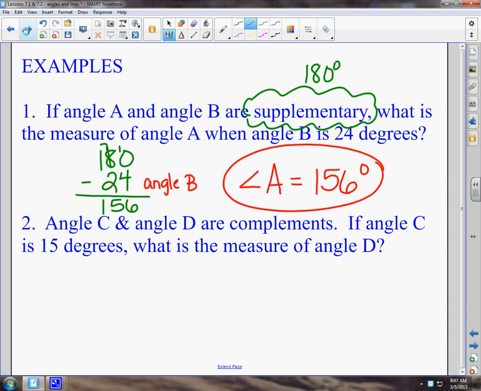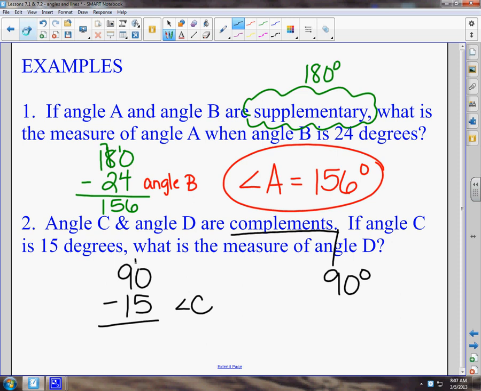Angle C and angle D are complements. Now, remember that complements, it's at the beginning of the alphabet, so that means it is 90 degrees. If angle C is 15, what is D? So I'm going to take my 90 and I'm going to subtract 15 because that's angle C. So then I know that angle D is 75 degrees.